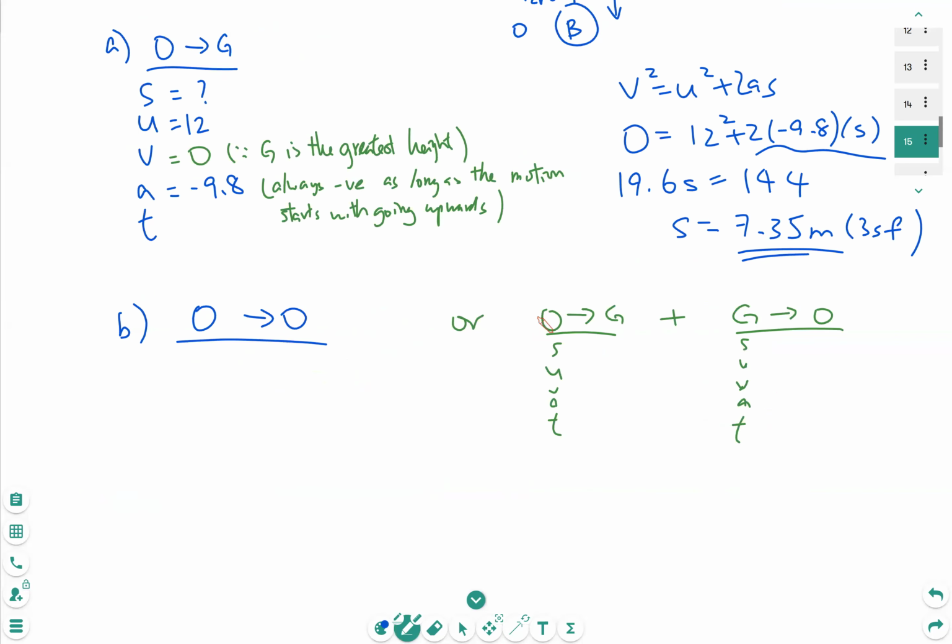So SUVAT. Now, because we're measuring a different journey now, we need a new table. If you use O to G, you can use the previous one, work out a time in here, and then do a new table, work out the time in here, add them up together. But O to O, so let's do that.